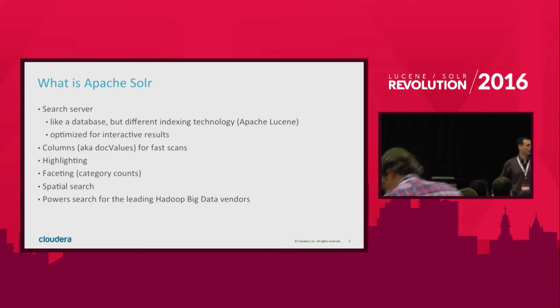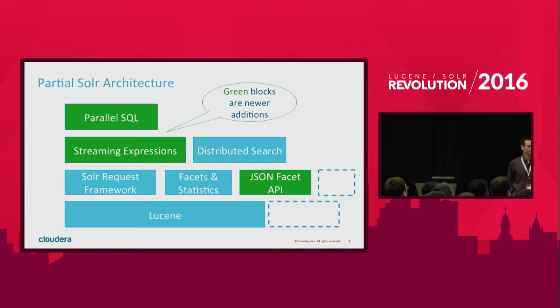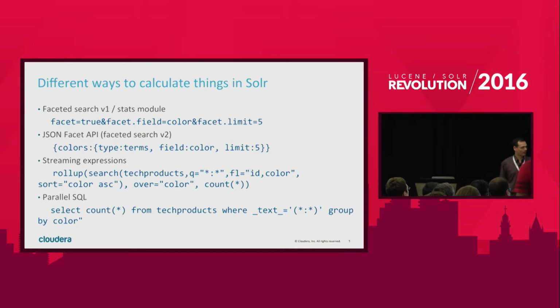All right, so what is Solr? I actually adapted this presentation from a Strata Hadoop World talk, so hopefully you all know what Solr is, and I can just skip that slide and we can go even faster. So here's a partial Solr architecture slide, and the green boxes are the new things that I'm going to be talking about: the parallel SQL, the streaming expressions that it's built on, and some about the JSON Facet API as well. And I threw in a little graph too. So a lot of stuff.